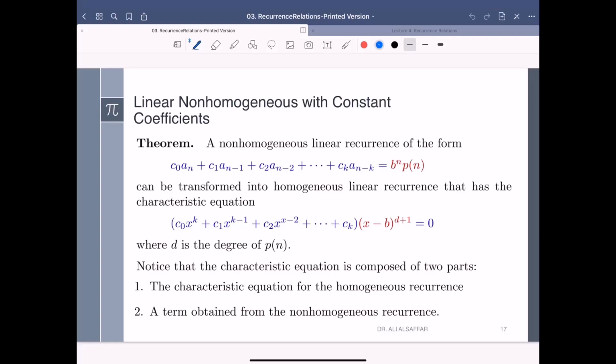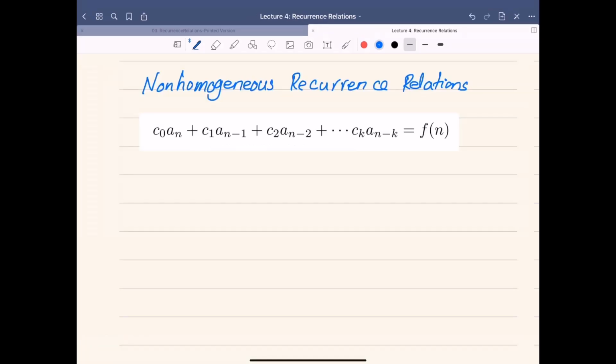Our next topic is, what if the recurrence relation is not homogeneous? The recurrence relation is non-homogeneous if on one side of the equal sign all the terms have a_i's, and on the right-hand side we have a function that is not equal to 0. If this function is equal to 0, then we say it is homogeneous. If it is not equal to 0, then it is non-homogeneous.